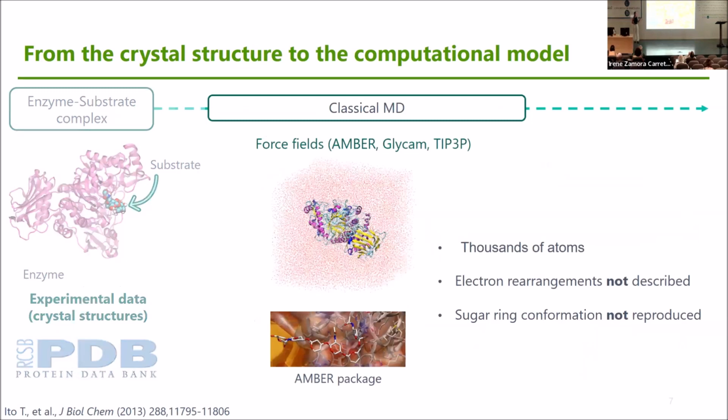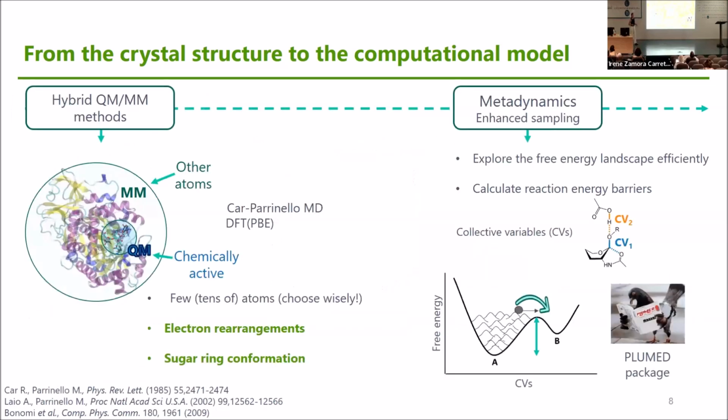Then we apply classical MD methods to calculate the forces between the atoms of the system. However, we need to take into account that in this step, we will not be able to simulate the reaction because electrons are not properly described, and also sugar ring conformations are not reproduced at this step. For that purpose, we jump to the hybrid QM/MM methods. In these methods, the chemically active part of our system, where the reaction is going to take place, we treat with QM methods, and the rest of the system with MM methods.